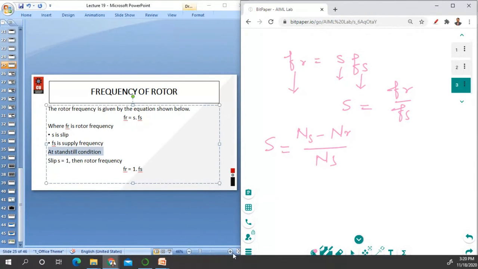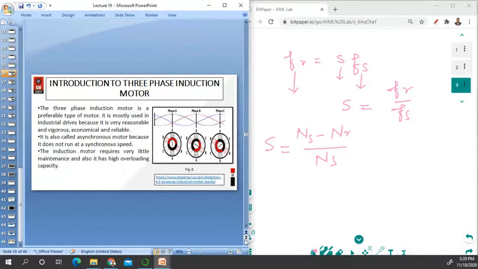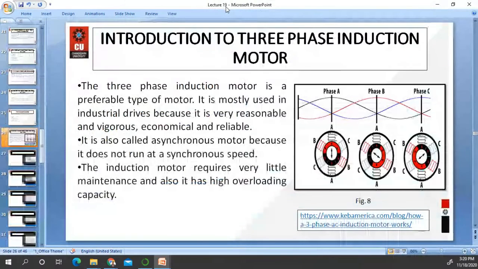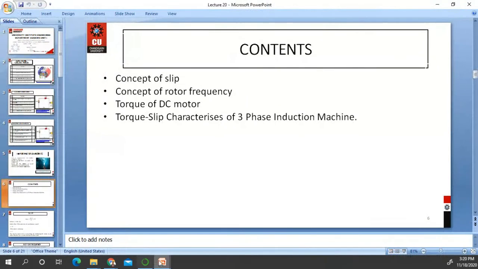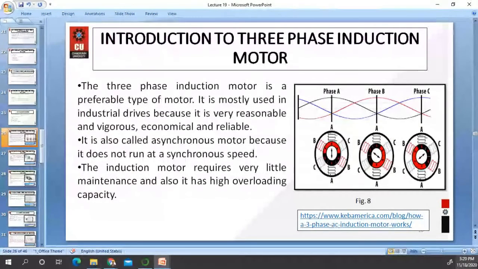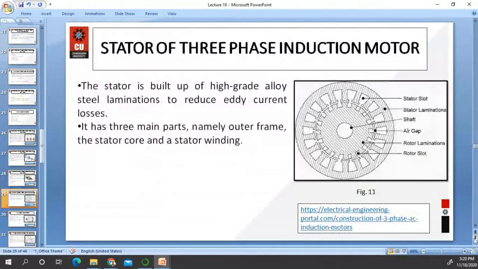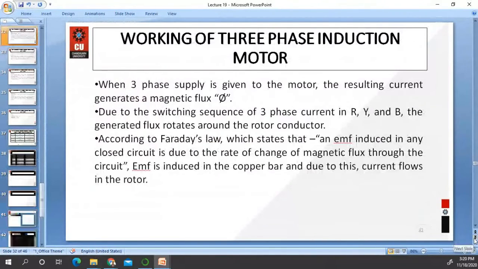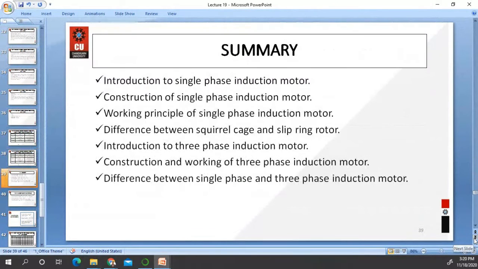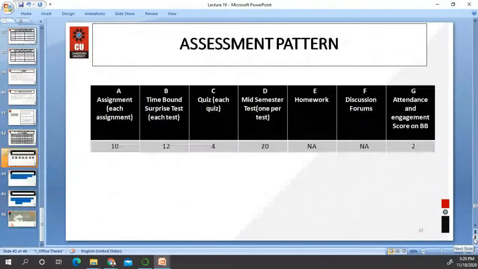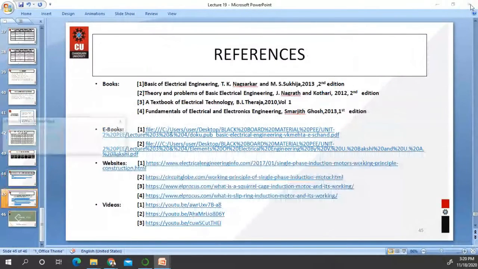So now let's come to the next point. This is a three-phase induction motor. We will cover now the content for the slip ring. So this presentation is completed right here.